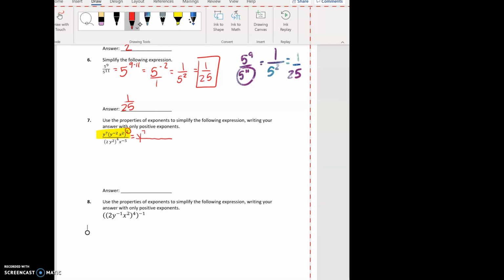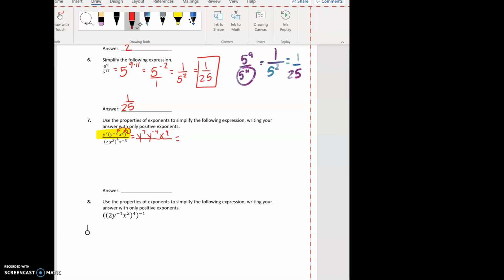Okay, this exponent right here is going to be multiplied to both of these exponents. Okay, because when you raise a power to a power, you multiply. So this will become y to the -4th and x to the positive 4th.